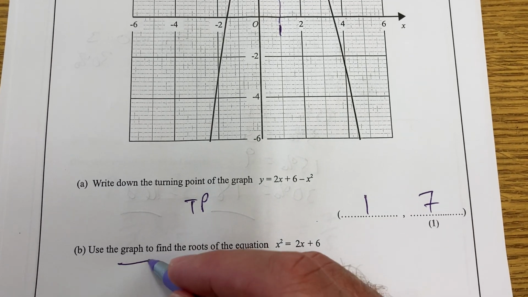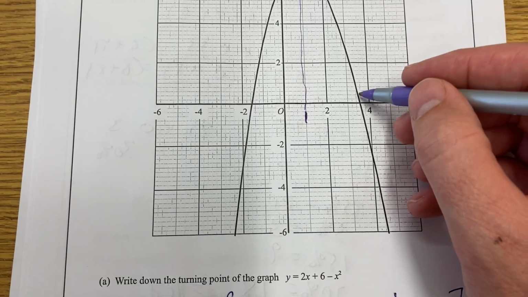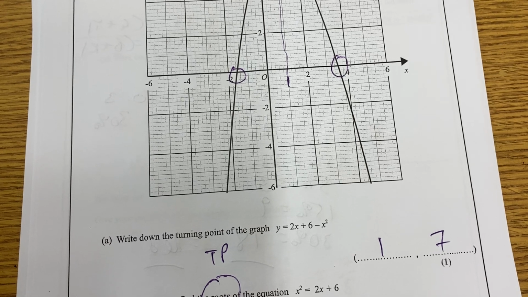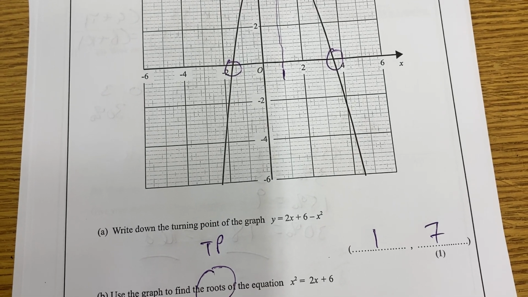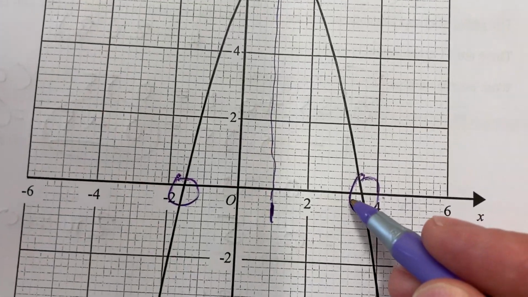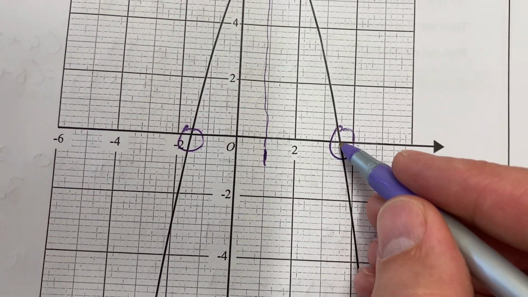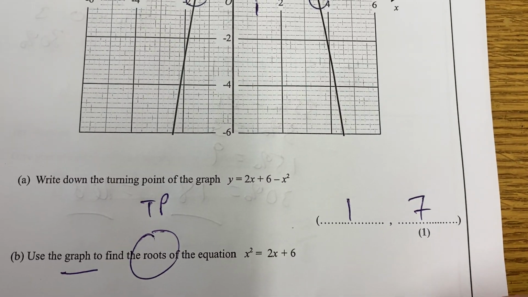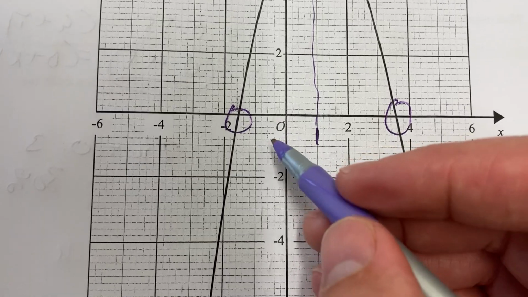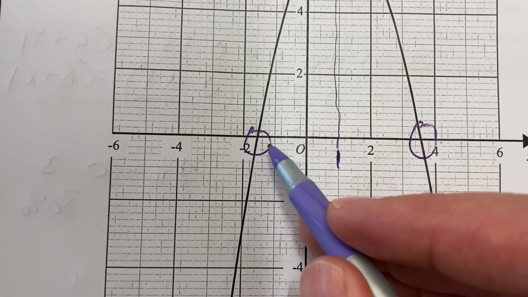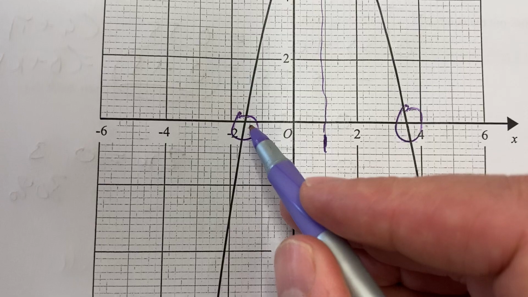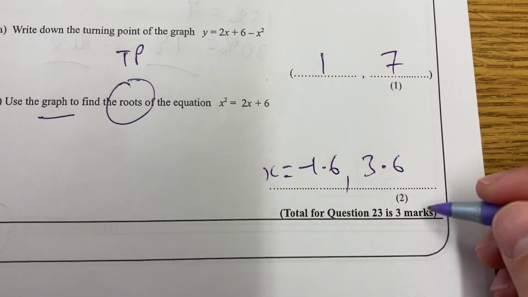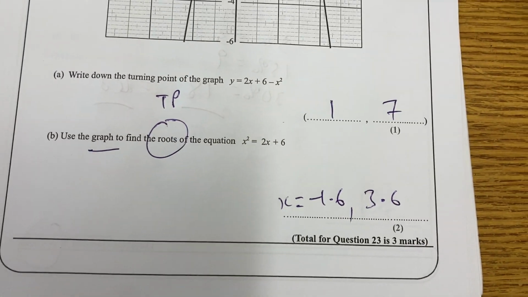But use the graph to find the roots. So roots are the solutions where it cuts the x-axis. So it's going to be a bit of an estimate, and it's going to be as accurate as we can make it. To use the graph, I can see that it's going 1, 2, 3, 3.6 there. So 3.6, and here there's minus 1, minus 1.2, minus 1.4, minus 1.6. Okay, and those are the 3 marks there for that quadratic graph.